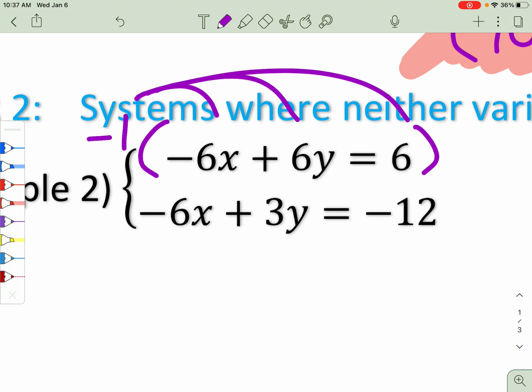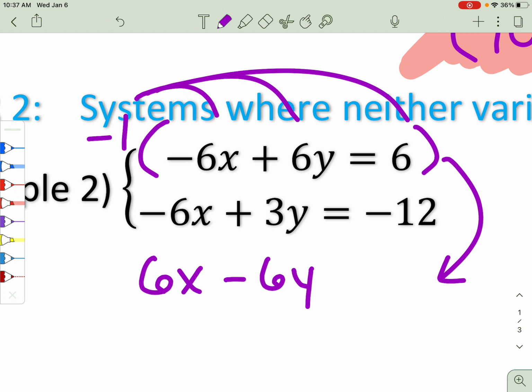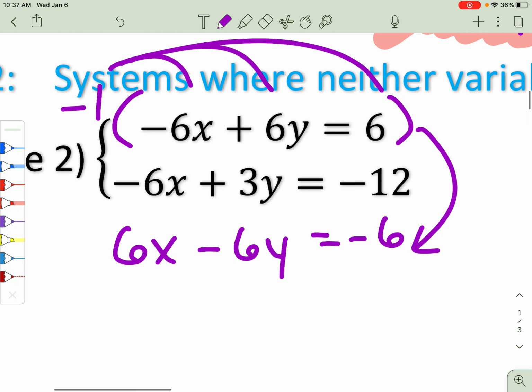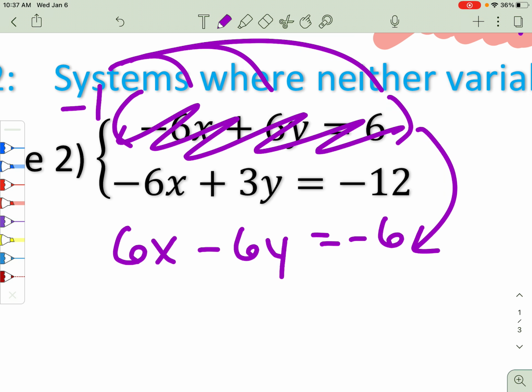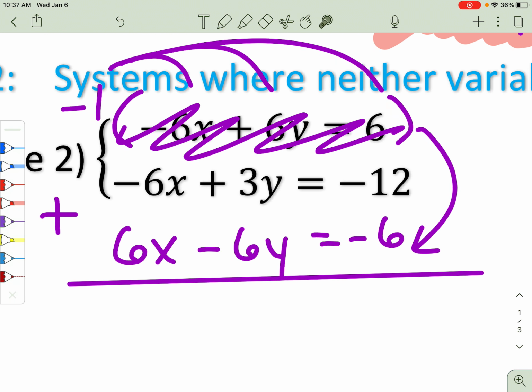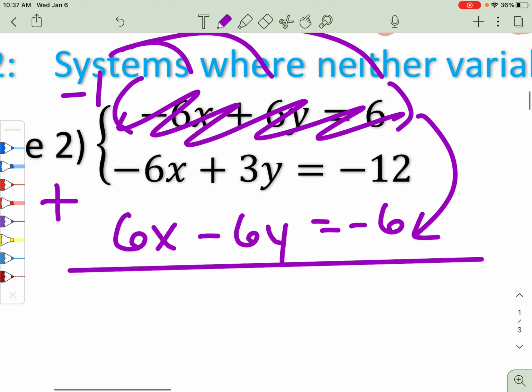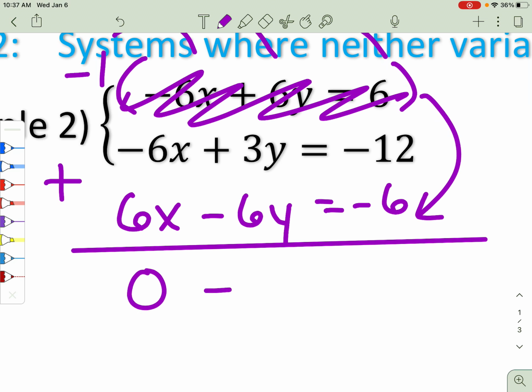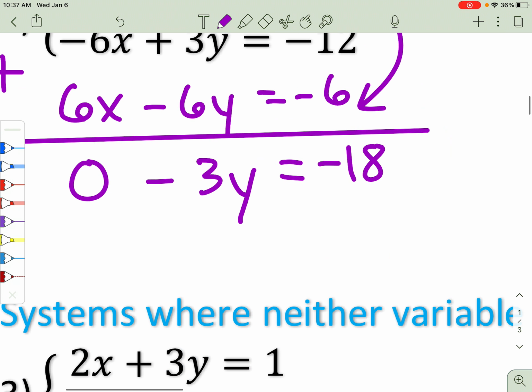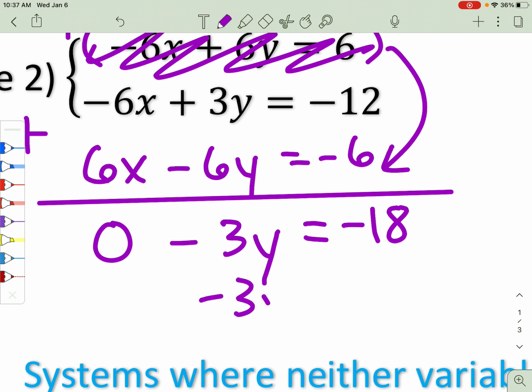So negative 1 times negative 6. I'm going to rewrite it down here, actually. Negative 1 times negative 6 gives you 6x. Negative 1 times 6y gives me negative 6y. And negative 1 times a positive 6 gives me a negative 6. Okay, so now I don't need this anymore. I'm just going to use these bottom two, and I'm going to add them together. That's the elimination method. You do it once you have inverses, which is what these are. Okay, so I have 0, because they cancel out, minus 3y equals negative 12, and a negative 6 is a negative 18. Notice I eliminated my x variable this time, so I'm going to solve for y.